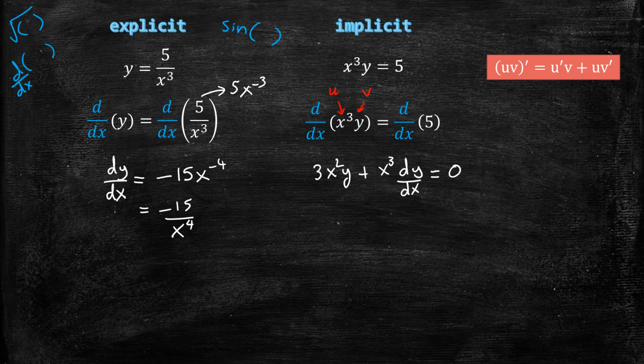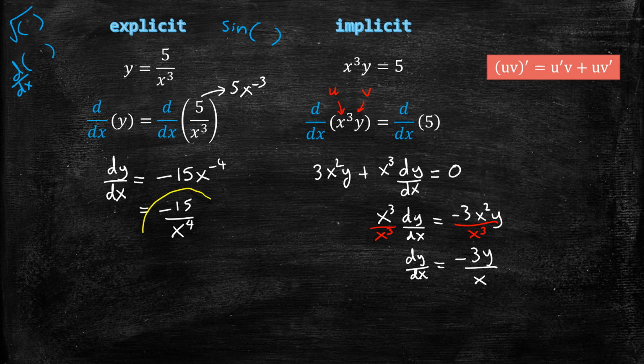Now, let's tidy this up a little. Let's get dy by dx alone. So we would subtract 3x squared y. Then we would divide by x cubed. Dividing by x cubed, notice that the x is going to cancel out, and we're left with negative 3y over x. Now, wow, that doesn't look like this answer here just yet.